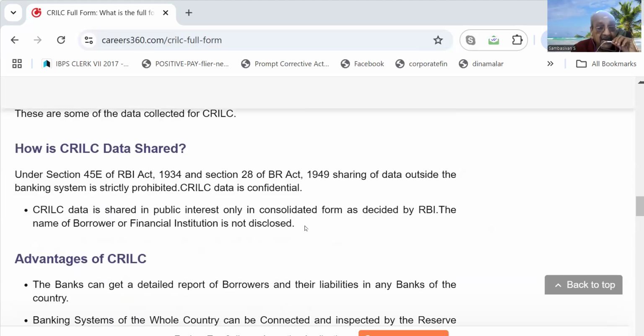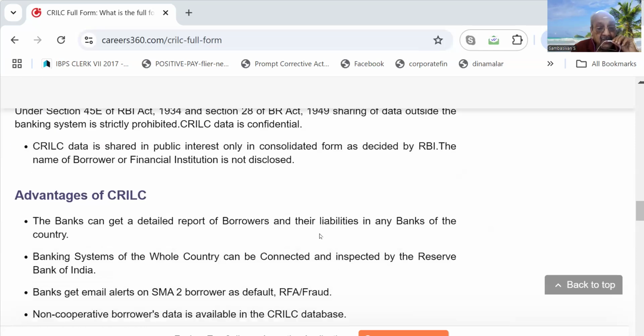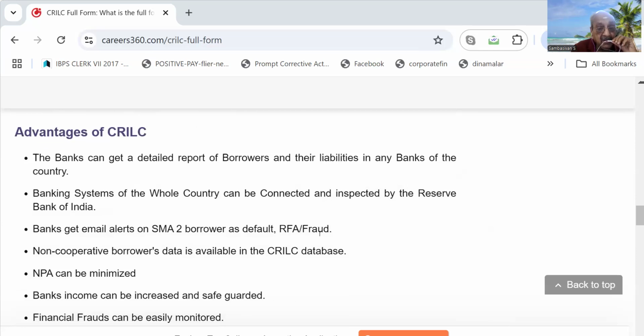How is CRILC data shared? Under Section 45E of RBI Act 1934 and Section 28 of Banking Regulation Act 1949, sharing of data outside the banking system is strictly prohibited. CRILC data is confidential. CRILC data is shared in public interest only in consolidated form as decided by RBI. The name of the borrower or financial institution is not disclosed.